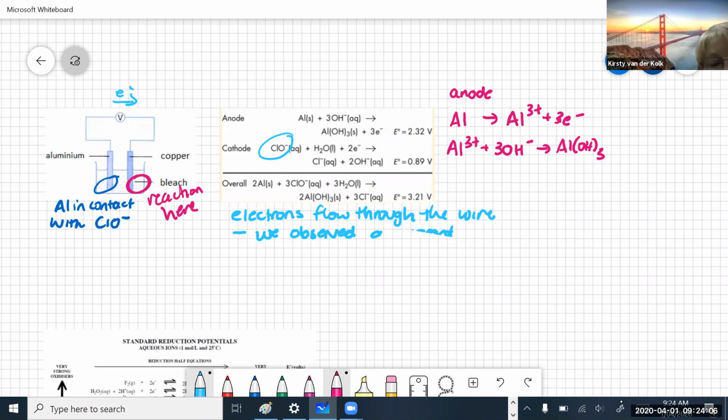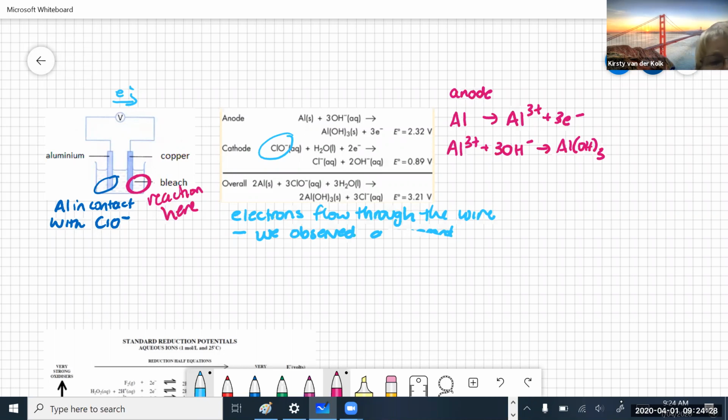So this is what we observe also when we're looking at the corrosion process. We looked at when you have zinc and iron connected, that the electron flow is from the zinc to the iron, and that causes the iron to become the cathode. So it's similar to that.